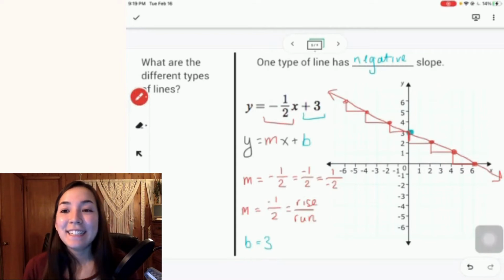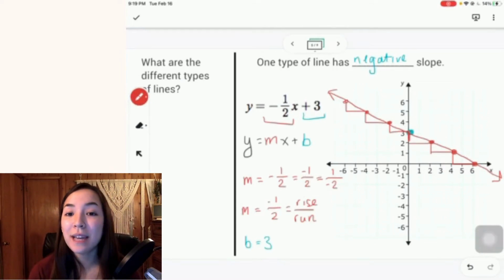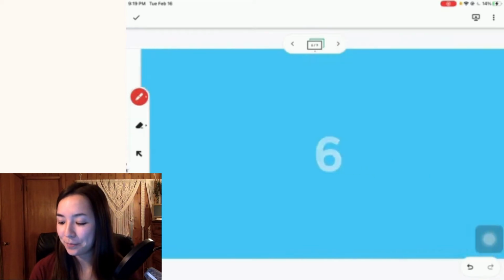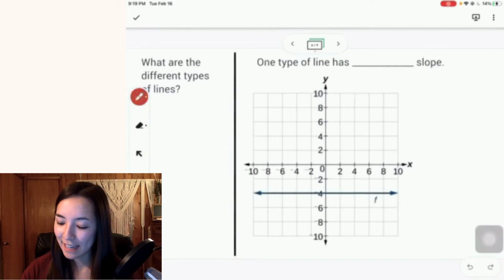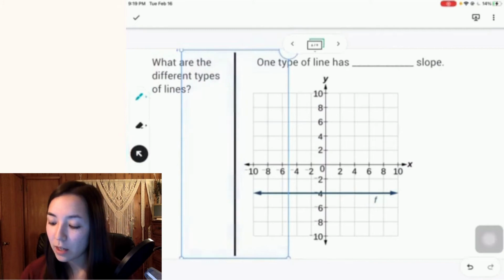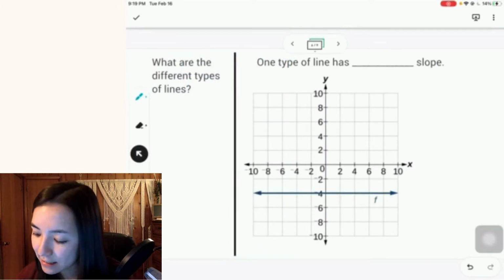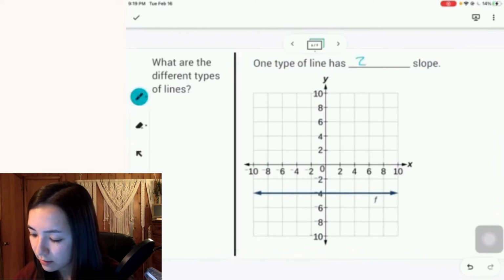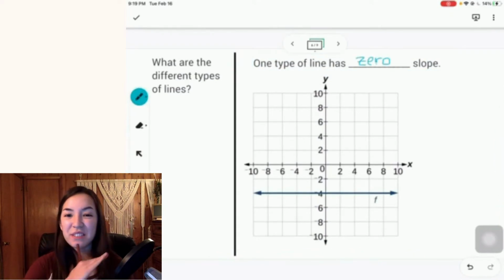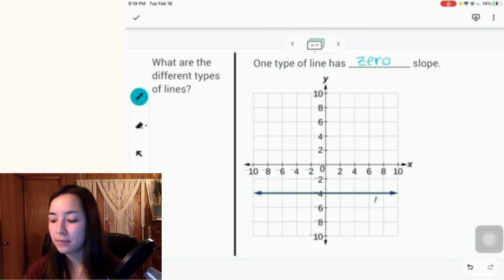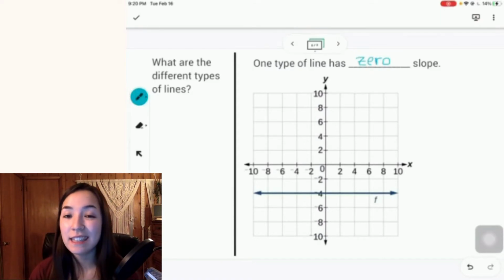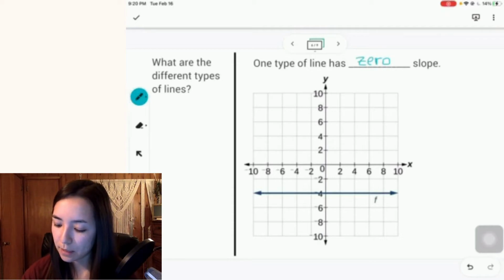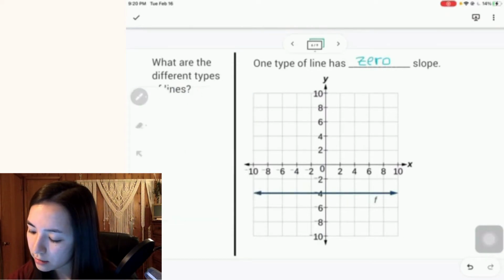All right. Now we're getting into some new types of lines that we have not practiced as much before. So let's look at this example. One type of line has 0 slope, when it's flat, straight across. You could find this in 2 ways. So let's draw this.